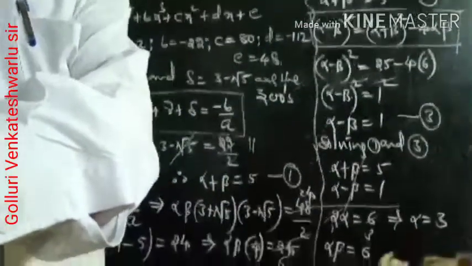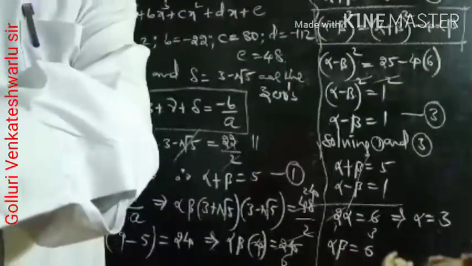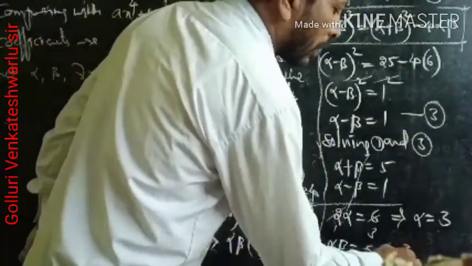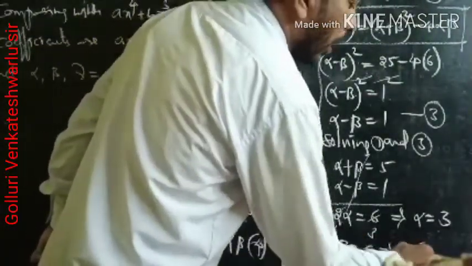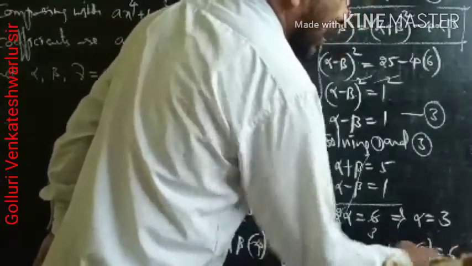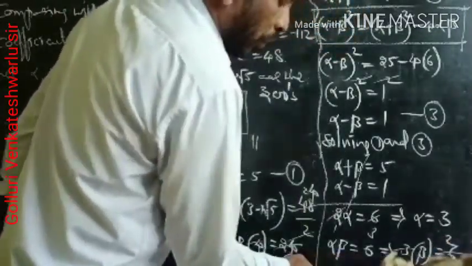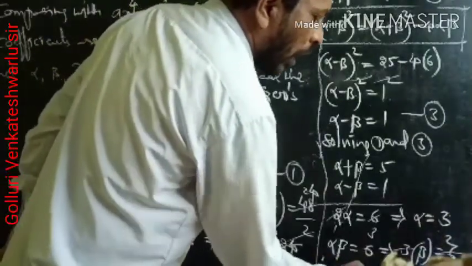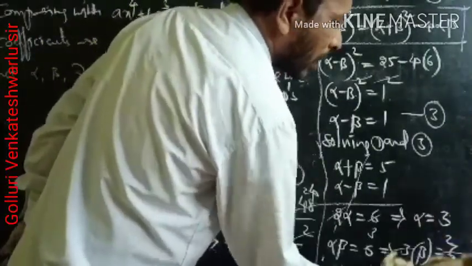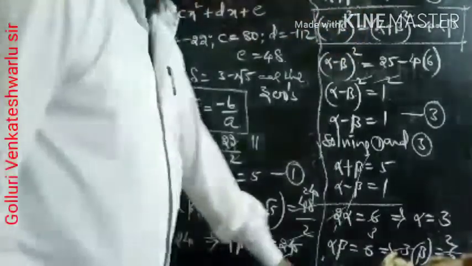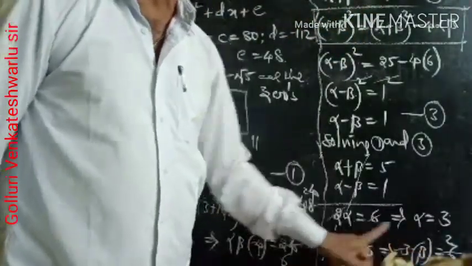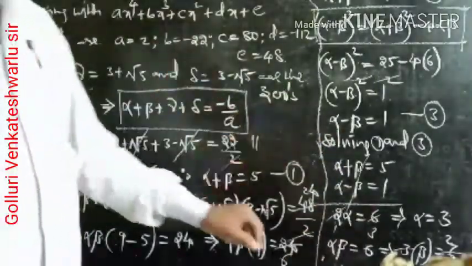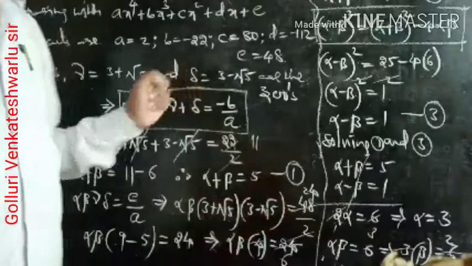Substitute the alpha value, see what we get. So alpha value 3 into beta is equal to 6. 3 ones are 3, 3 twos are 6. Therefore one of the zeros alpha is equal to 3 and another zero beta is equal to 2. Alpha value 3 and beta value 2. Here are the remaining two zeros of the polynomial.